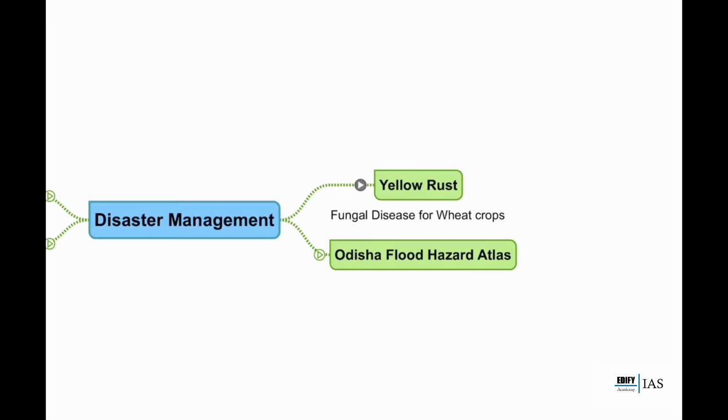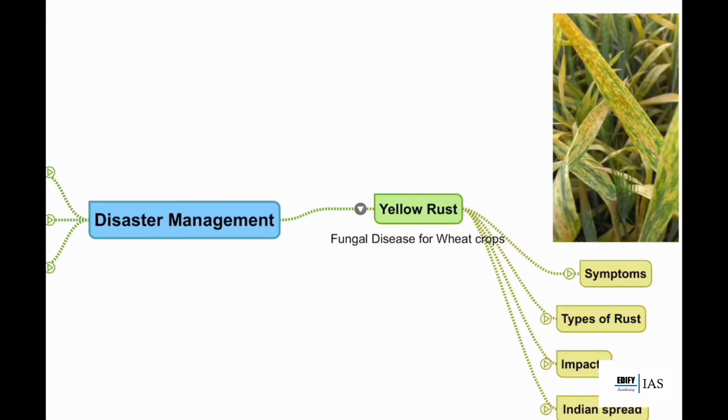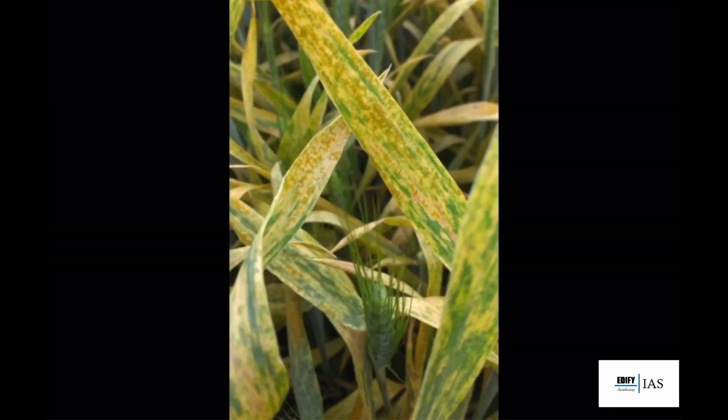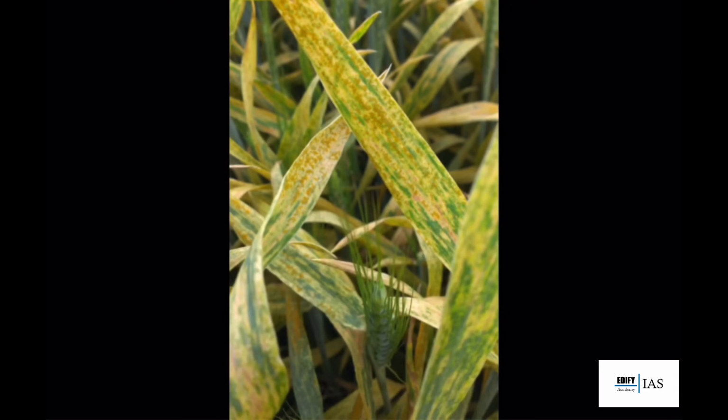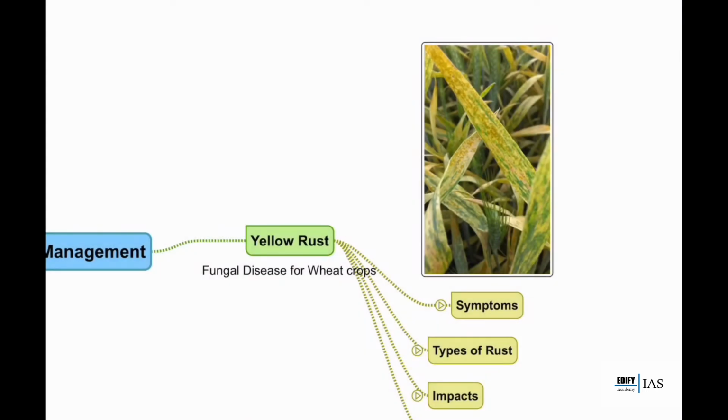Yellow rust is basically a fungal disease for wheat crops. Okay, it looks something like this. As you can see, it forms in the form of striations on plants, and this has two effects on the plant. Number one is it absorbs all the food that the leaf makes with sunlight, and number two, it prevents the leaf from getting sunlight. So this results in the plant working suboptimally.